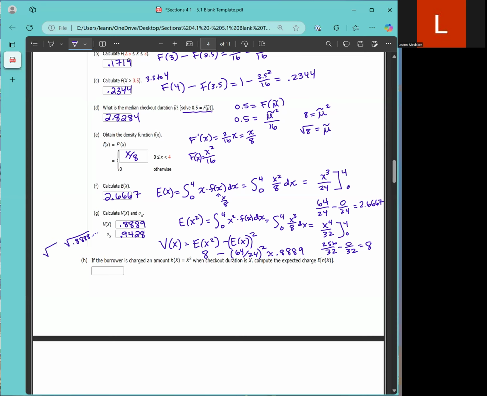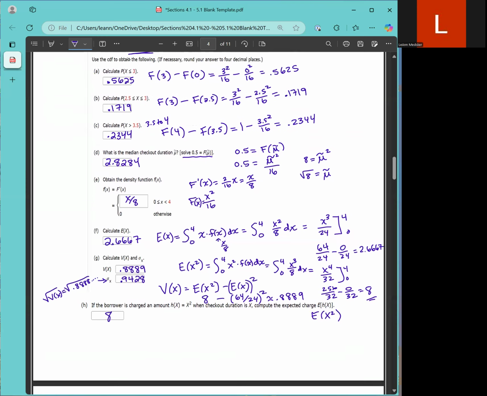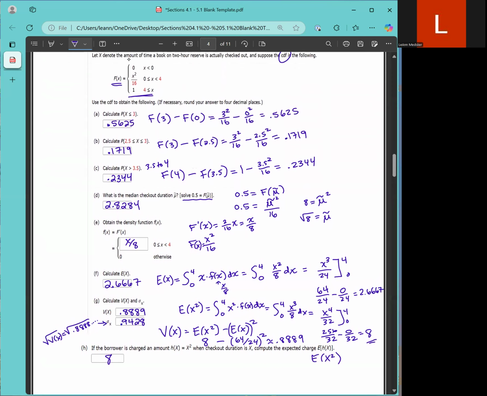Okay. Now it says if the borrower is charged the amount h of x equals x squared when the checkout duration is x, compute the expected change. Well, this is e of x squared. We just did that when we did our shortcut method. So it's that answer we got right there. It's the 8. Okay, that's it for 4.1 to 4.2.